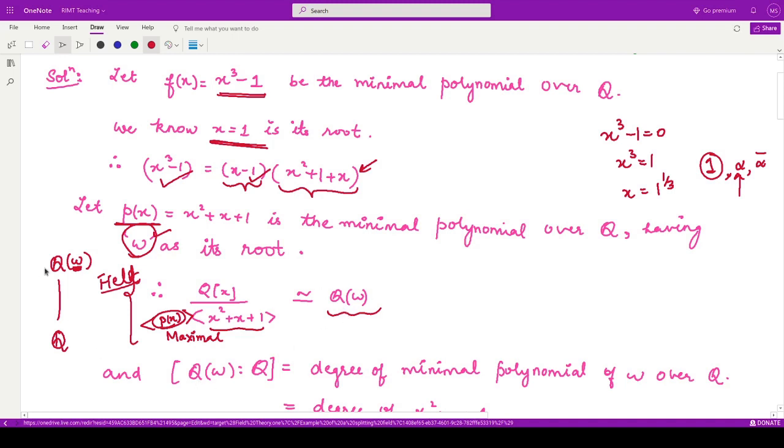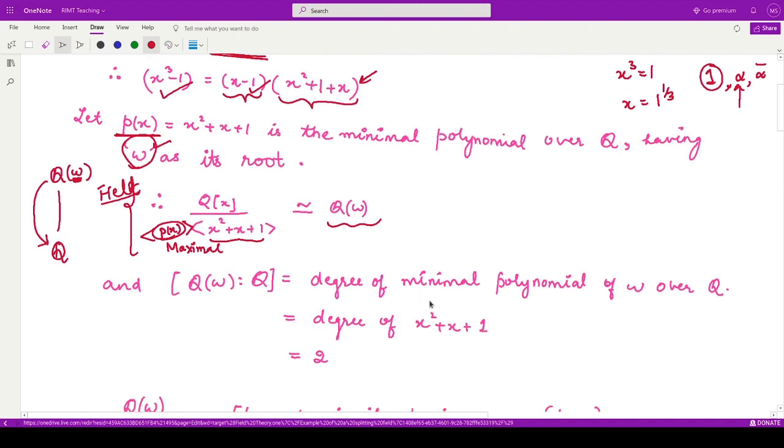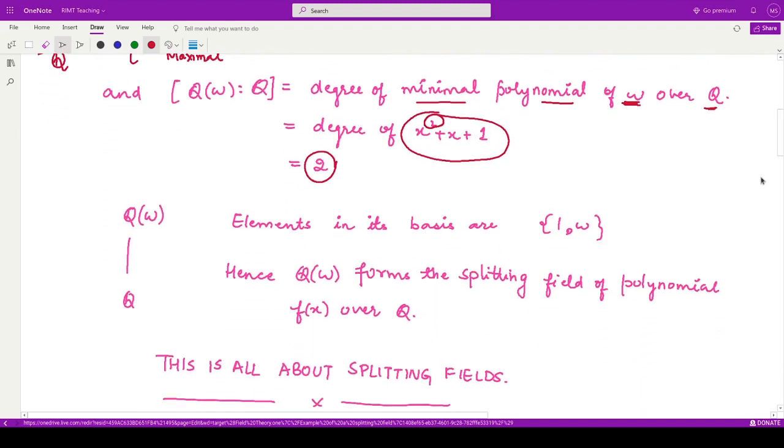So now what is the degree of this field over this field? That is the next question. That degree we also know, that is the degree of the minimal polynomial of this element omega over Q. What is the minimal polynomial? It is x square plus x plus 1, and its degree is 2. So that means the degree of this extension field Q(omega) over Q is also 2. So that means we found its degree.